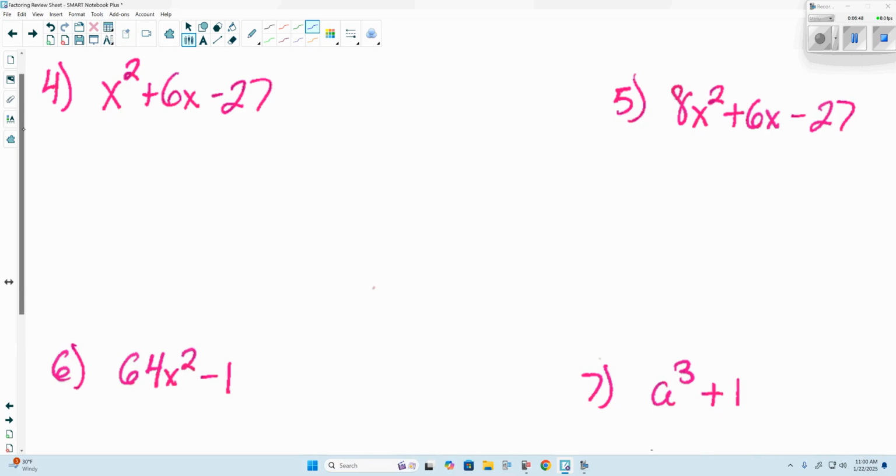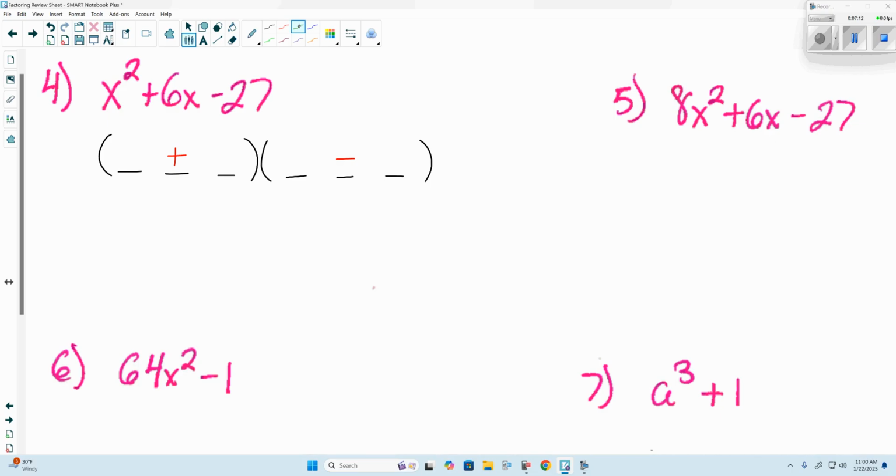Let's look at number 4. Is there a greatest common factor between these 3 terms? X squared, 6x, and 27. No. So we'll have our 2 sets of parentheses with 3 spaces. Since the third term is negative, our signs are opposite.